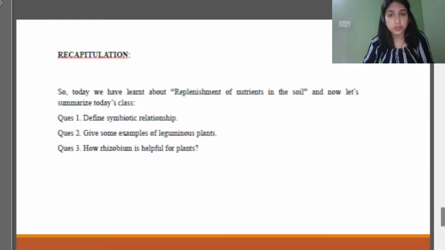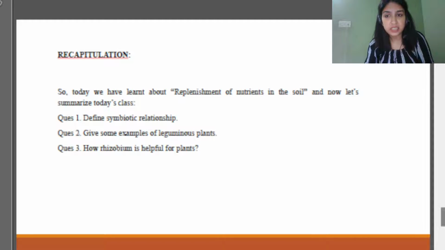And we have also discussed the symbiotic relationship between the plants and the bacteria to fix nitrogen. We'll discuss the process of nitrogen fixation in more detail, but we have just discussed how nitrogen fixation helps the plants, and in turn the plants are helping the bacteria that is fixing the nitrogen, that is rhizobium.